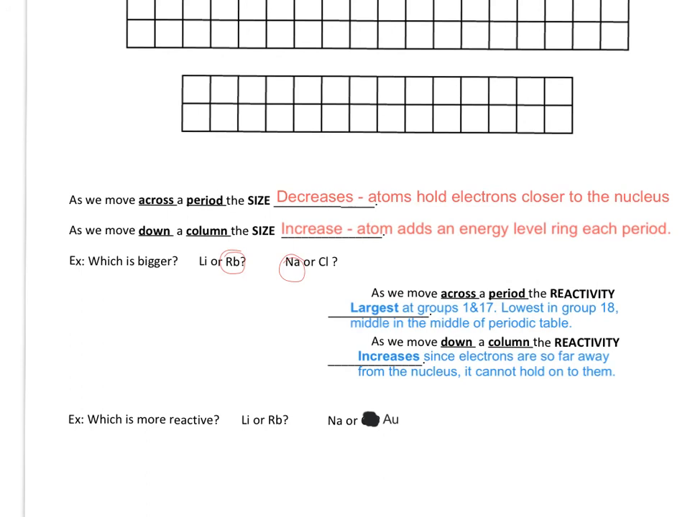So which is more reactive, lithium or rubidium? Well, rubidium's down at the very bottom of our periodic table, one up from francium. Therefore, it has lots of electrons shielding our nucleus, so that outermost electron is going to just fall off. So it's more reactive. Looking at sodium or gold, gold's in the middle of the periodic table. It's very stable. Hence why we have lots of jewelry made out of gold and other parts that we use on a daily basis. It'd be pretty bad if that was reactive. So something like sodium, which is in group 1, has one valence electron, that's going to be much more reactive because that outermost valence electron can pop off very easily.